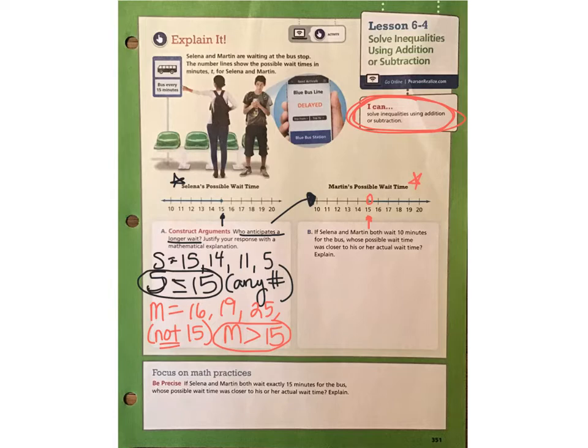So the second question here says, if Selena and Martin both wait 10 minutes for the bus, whose possible wait time was closer to his or her actual wait time? So if 10 minutes is the actual wait time, who was closer? Well, if you take a look at Selena, 15 was a part of her solution. So 15 take away 10 means that she was 5 minutes away from her actual wait time and her possible wait times. And because it was getting smaller and going towards the 10, 5 would be the biggest amount of minutes away that she could possibly be there.